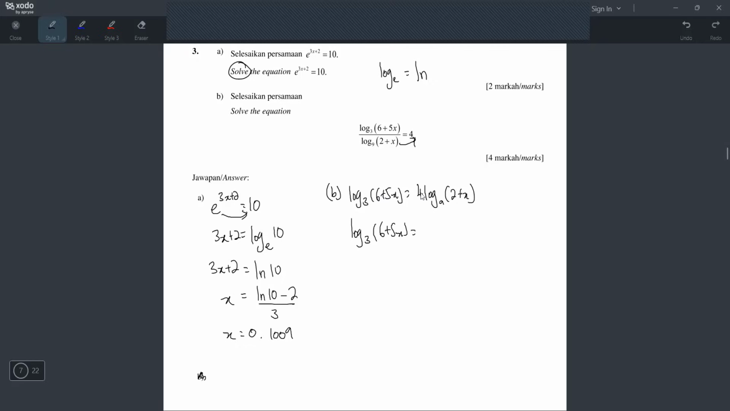But before changing base, make sure the log doesn't have a number in front. If it has a number, you have to bring it up here so that it becomes a power. So it becomes 2 plus x power 4 now. Now only you can change base.